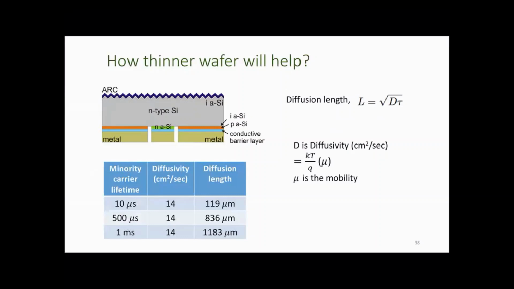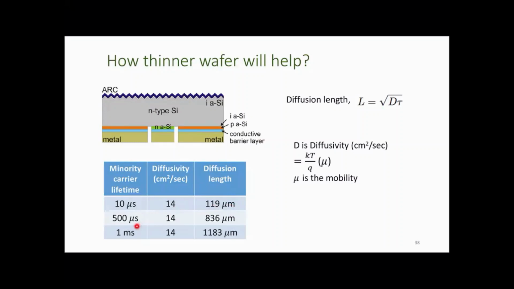So let us take an example. If for my crystalline silicon wafer, the diffusivity is 14 centimeter square per second, and my minority carrier lifetime inside the bulk is bad, that is 10 microsecond, then it gives a diffusion length of around 119 micrometer only. That means the electrons or holes, the minority carriers, will travel only 119 micrometer before they get recombined and lost.